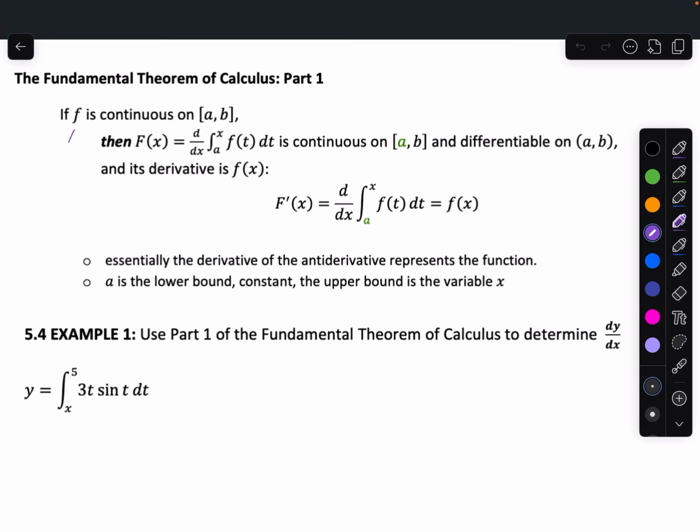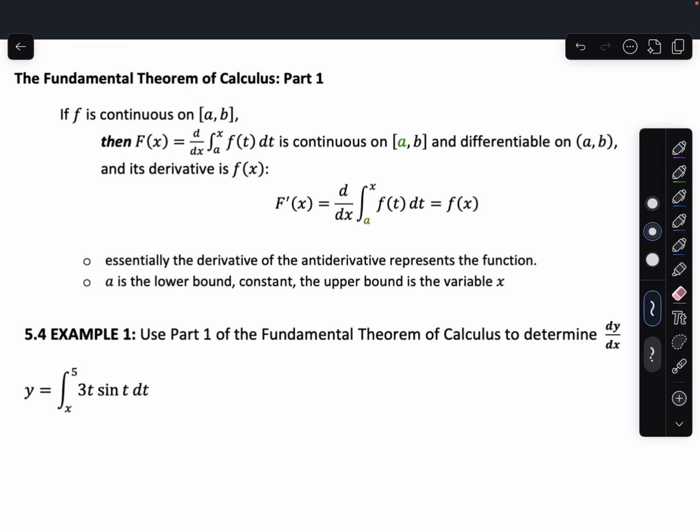Welcome. In this video, we're going to talk about part one of the fundamental theorem of calculus. This really is the benchmark rule for everything we've been learning this semester. So the idea here is if we have f, a continuous function on a closed interval a to b. So we have a continuous function on a closed interval.